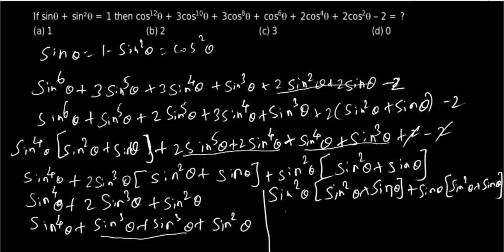So in the first term, sine square theta, here inside the bracket again we are getting sine square theta plus sine theta, it will become 1, so that we can leave, plus in the second term we have sine theta outside, and inside again sine square theta plus sine theta, it will become 1. So we have at last sine square theta plus sine theta, this will become 1. So the value of this will be 1. So 1 is the correct answer.